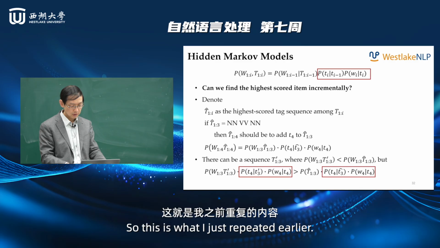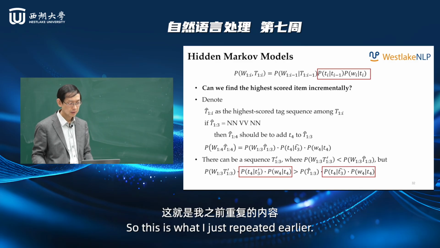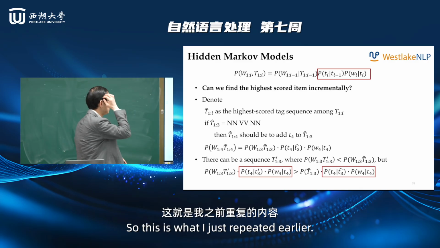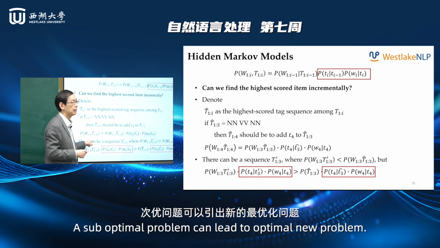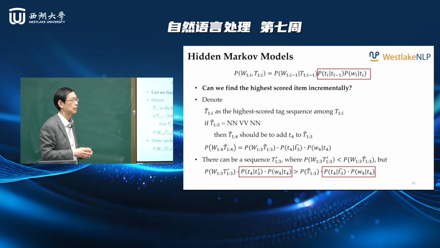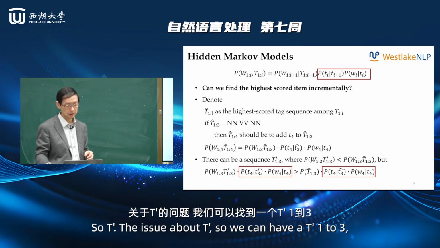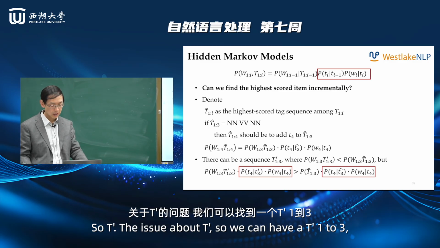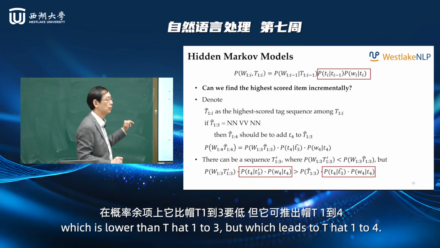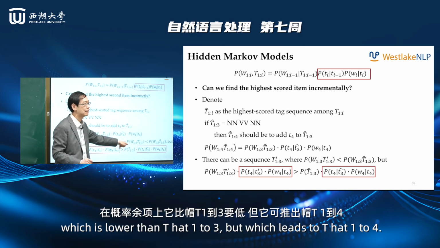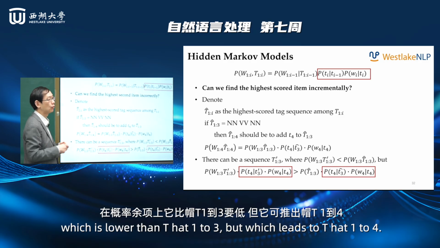Okay. All right. So this is what I just repeated earlier. A sub-optimal problem can lead to an optimal new problem. Okay. So the issue about t prime: we can have a t prime 1 to 3, which is lower than t hat 1 to 3, but which leads to t hat 1 to 4.